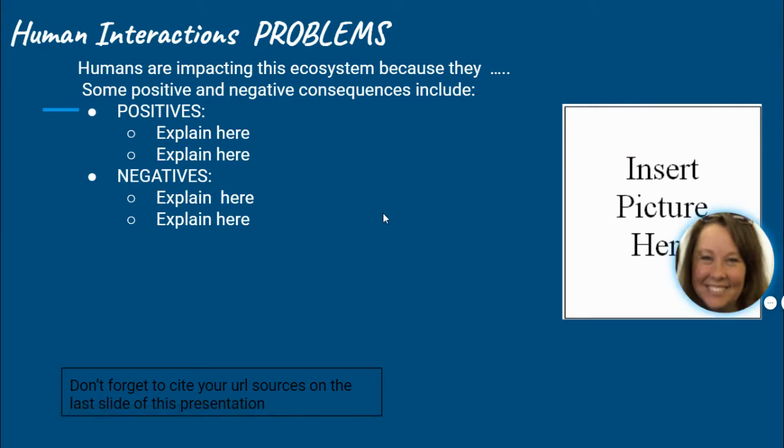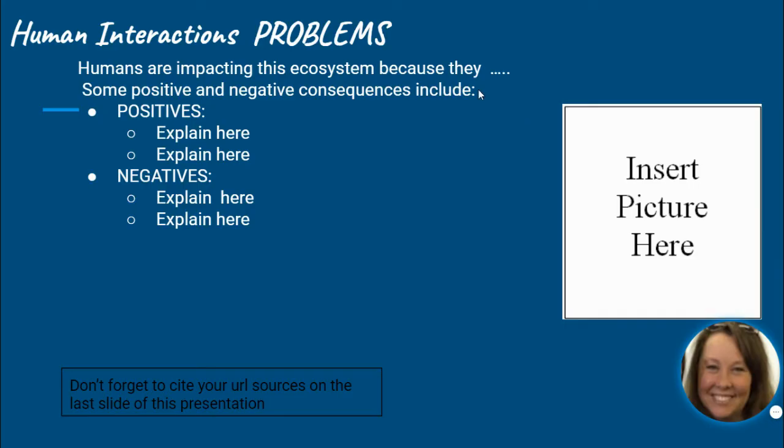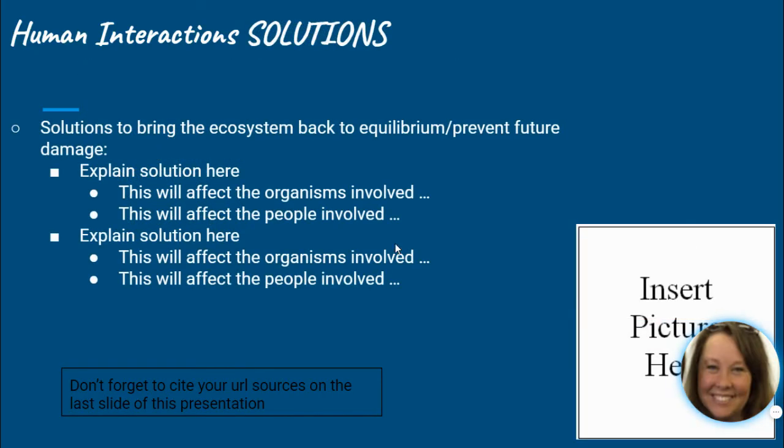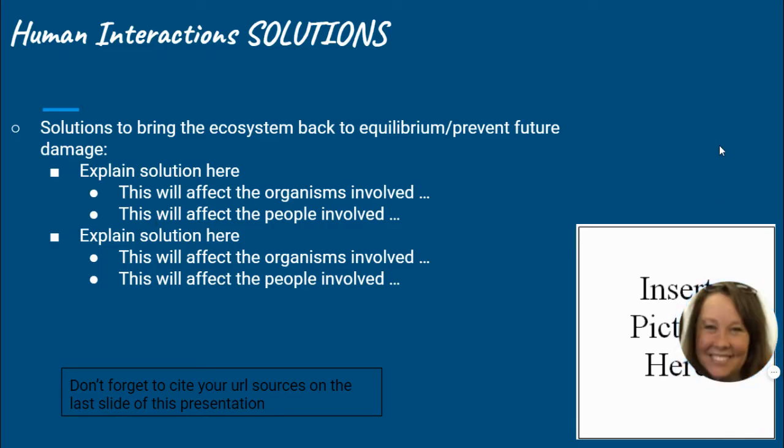Human interactions, the problems have one slide, and then the solutions have another slide. So humans are impacting this ecosystem because, and you would explain that in a couple sentences. Positive and negative effects, you would explain here. And then on the next slide, you would talk about solutions. So how can we fix this? Explain maybe two different solutions here that are being enacted or maybe your plans.